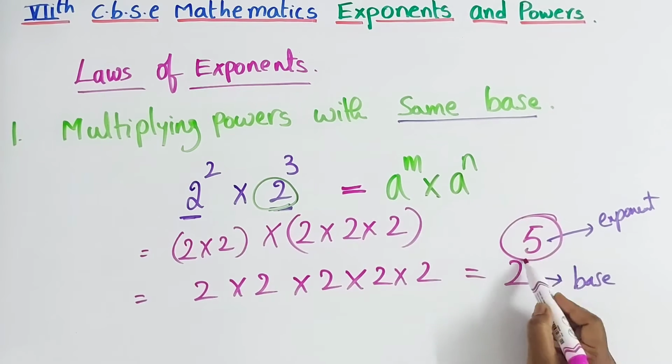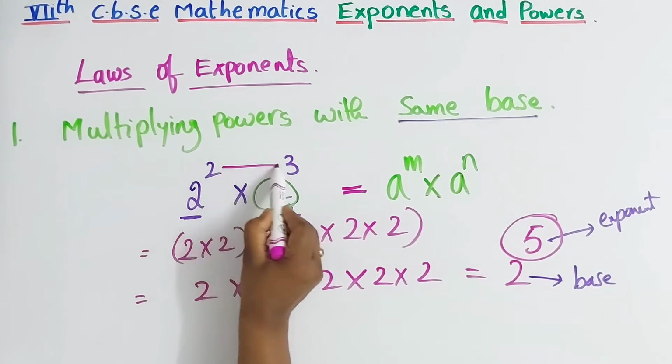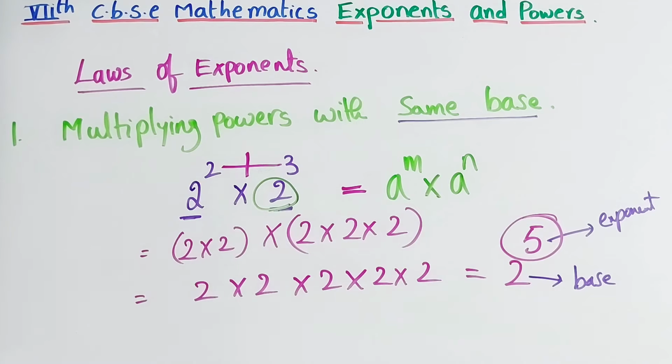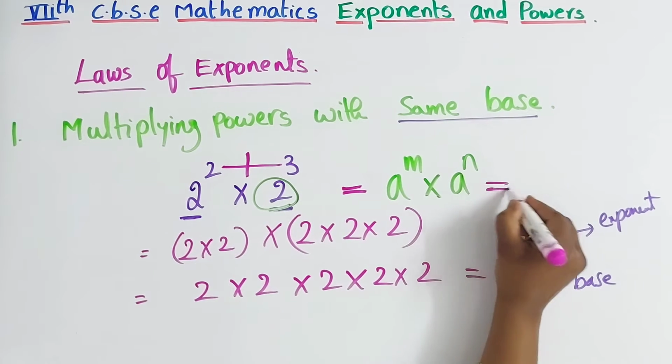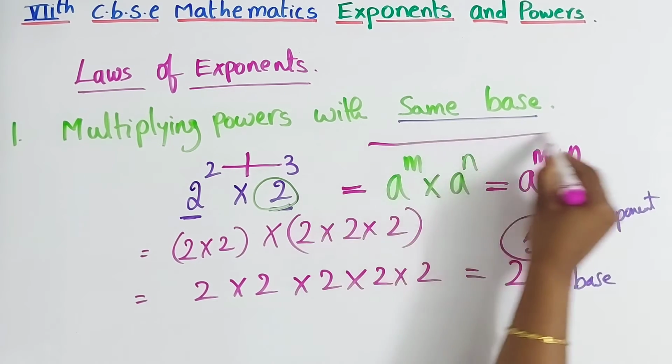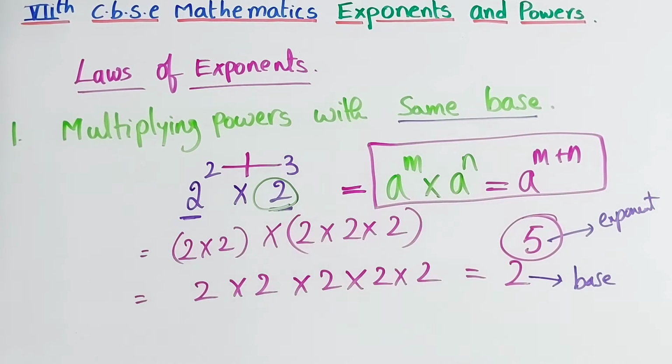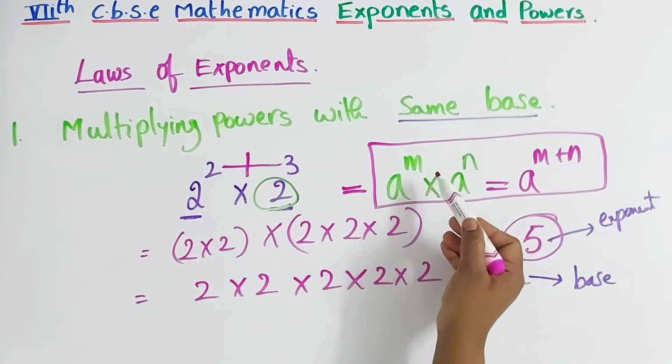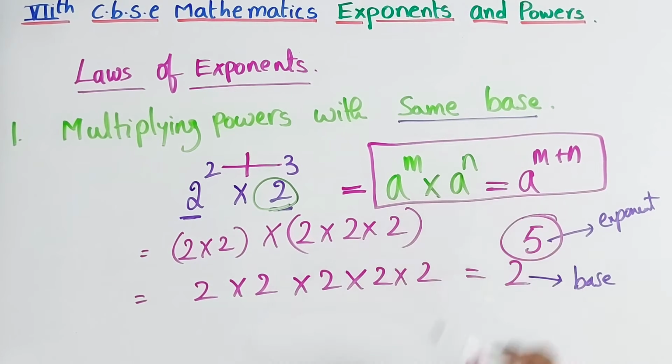Here we got exponent 5. That means here we are adding these two powers. Right, children? So the answer is a raised to the power of m plus n. This is one law of exponent, children. a raised to the power of m into a raised to the power of n equal to a power of m plus n.